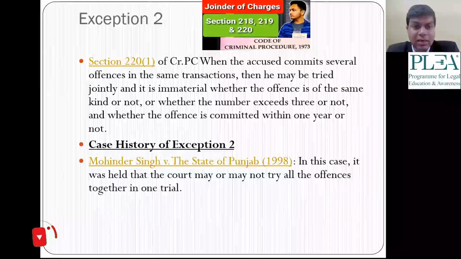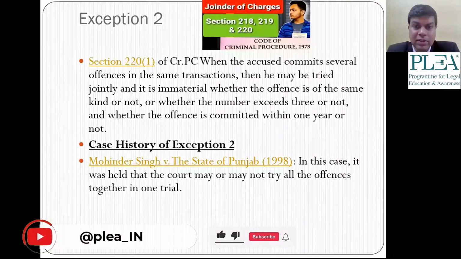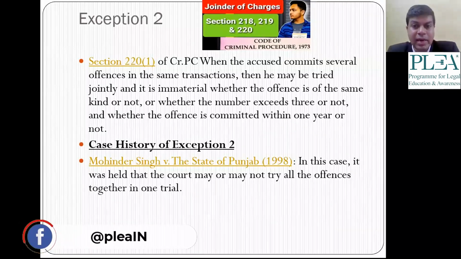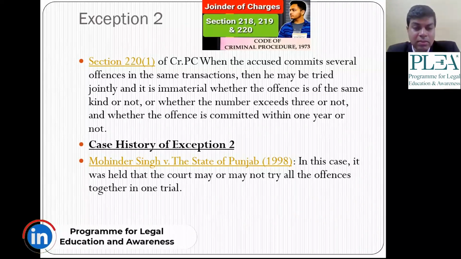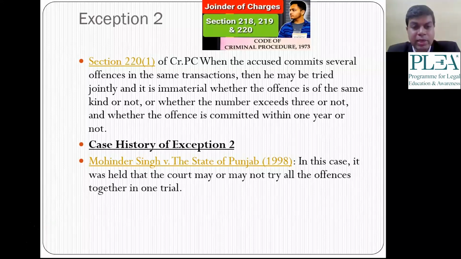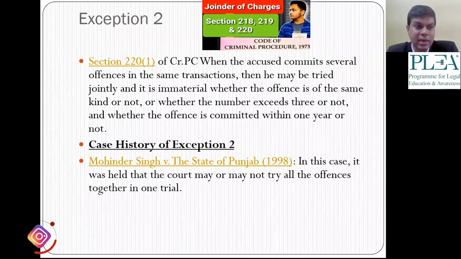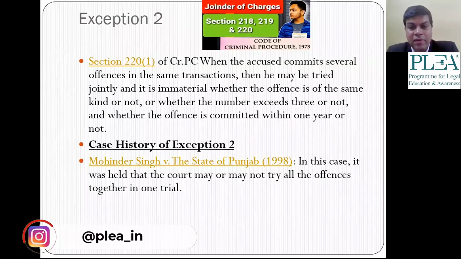That is under section 220 subsection 1 of the CrPC. When the accused commits several offences in the same transaction, then he may be tried jointly, and it is immaterial whether the offence is of the same kind or not, whether the number exceeds 3 or not, and whether the offence is committed within 1 year or not. Then there is a citation, Mohinder Singh versus State of Punjab. In this case, it was held that the court may or may not try all the offences together in one trial. So it is the discretion of the judge whether to try all the offences together or not.